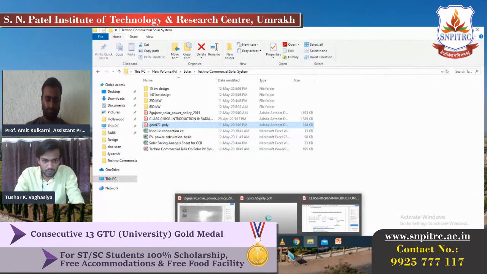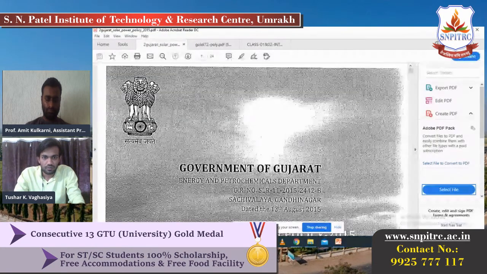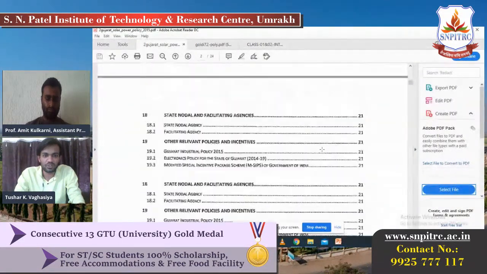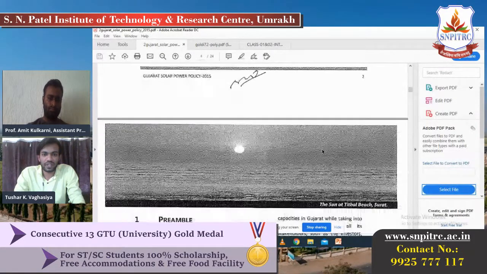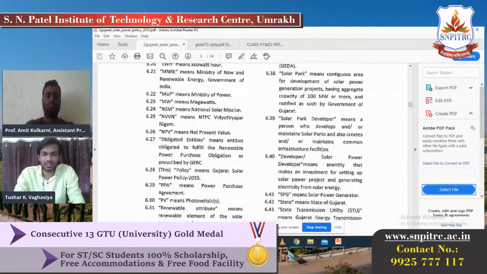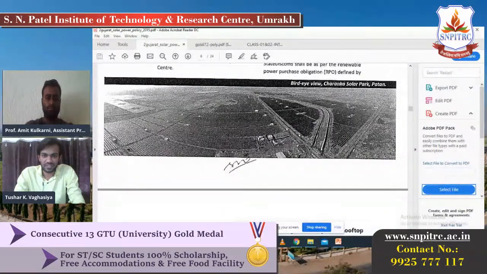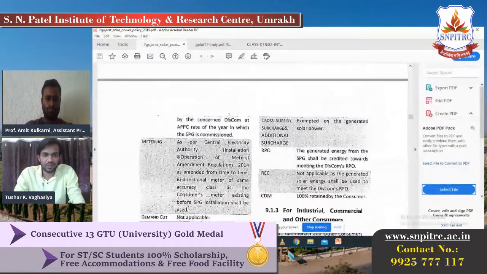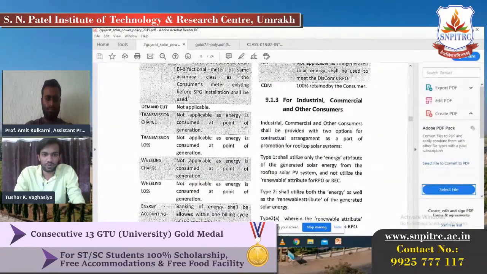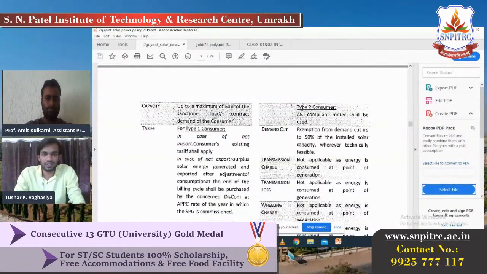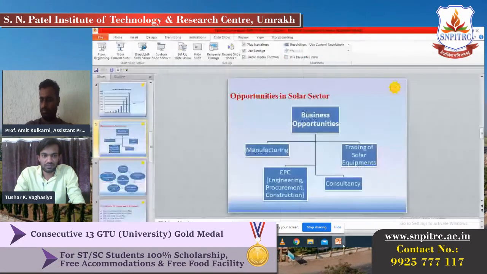Here is the Gujarat policy for solar. If you have good knowledge about this policy, such as how much quantity you can install for your plant, like industry, commercial plants, as well as rooftop for residential, there are different policies and different eligibility criteria to install a solar power plant on your own roof, right? So if you have good knowledge about it, then you can start your own consulting firm from a business point of view, right?